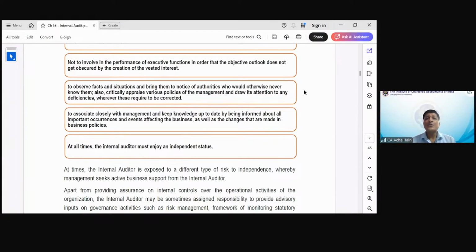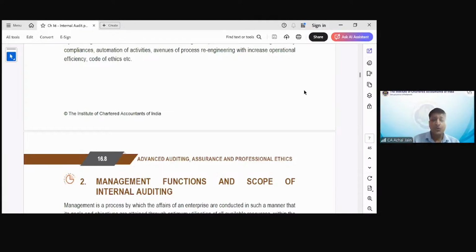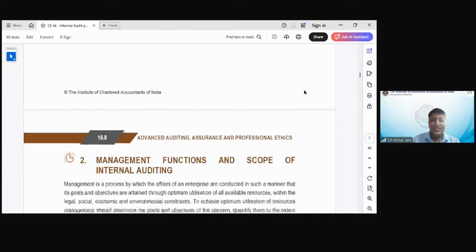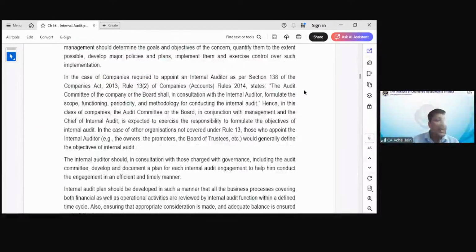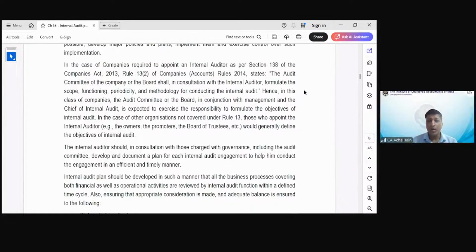To associate closely with the management, obviously, because without that, how do you get into a project like internal audit? And the most important aspect, internal auditor must be independent. Why? Because if, let's suppose, there is checking or examination of something involved, that cannot be performed if the internal auditor is not independent.